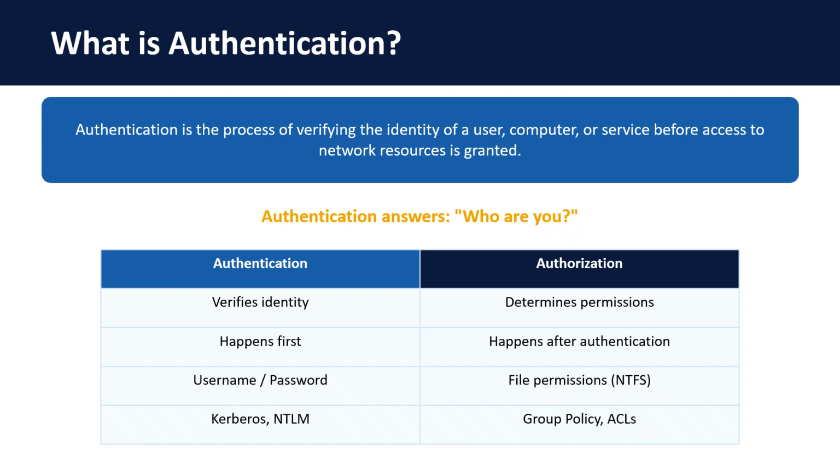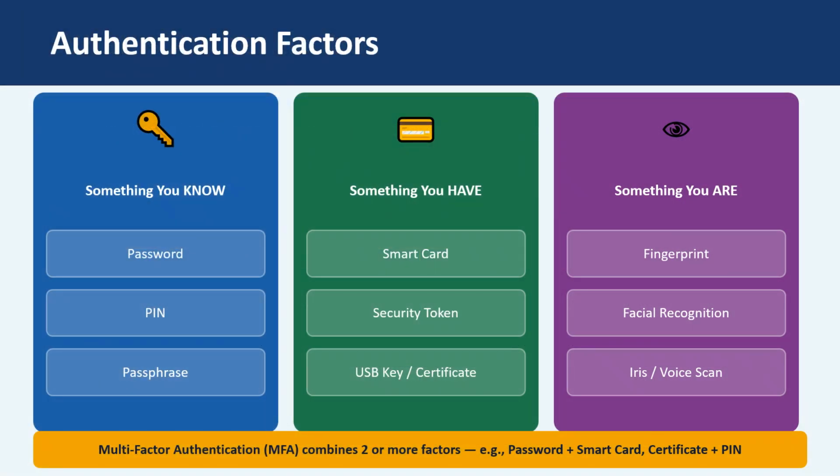Authentication factors. There are three authentication factors. Something you know includes passwords, PINs, and passphrases. Something you have includes smart cards, security tokens, USB keys, and certificates. Something you are includes fingerprints, facial recognition, iris scans, and voice recognition.